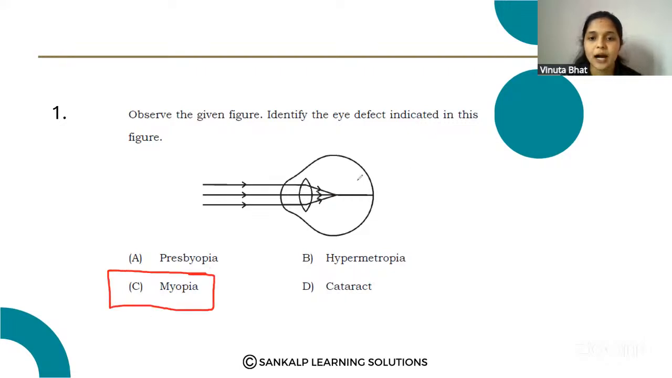In case of hypermetropia, images will form behind the retina. Here the image is in front of the retina. So the correct answer is option C, myopia. Please note down the question.